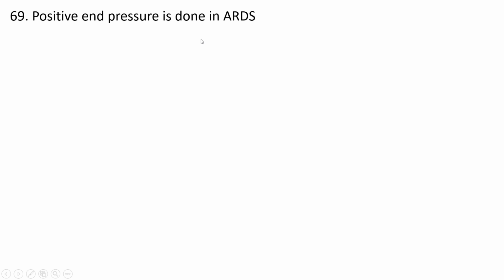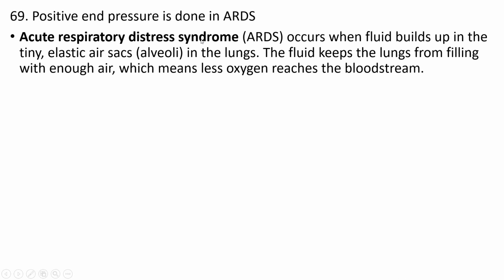Positive end expiratory pressure is used in acute respiratory distress. Acute respiratory distress syndrome, or ARDS, occurs when fluid builds up in the tiny elastic air sacs, otherwise called alveoli, in the lung. The fluid keeps the lungs from filling with enough air, which means less oxygen reaches the bloodstream.